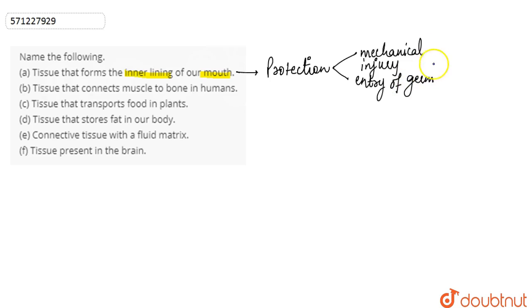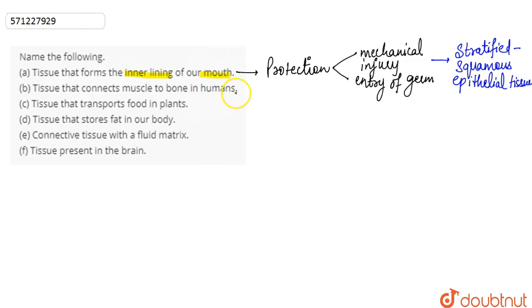So for that, the tissue that forms the inner lining or provides that protection is the epithelial tissue. So in case of the inner lining of a mouth, the type of epithelial tissue present is the stratified squamous epithelial tissue, right? So this is the tissue that is present in the inner lining of our mouth.